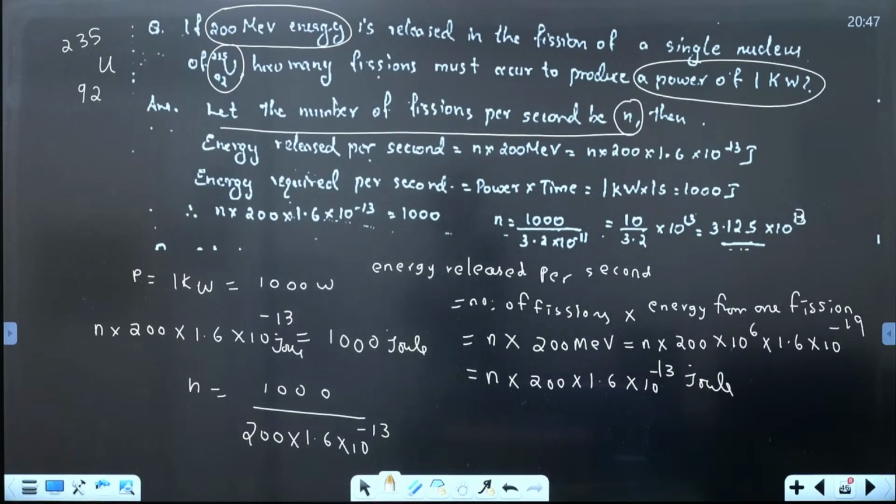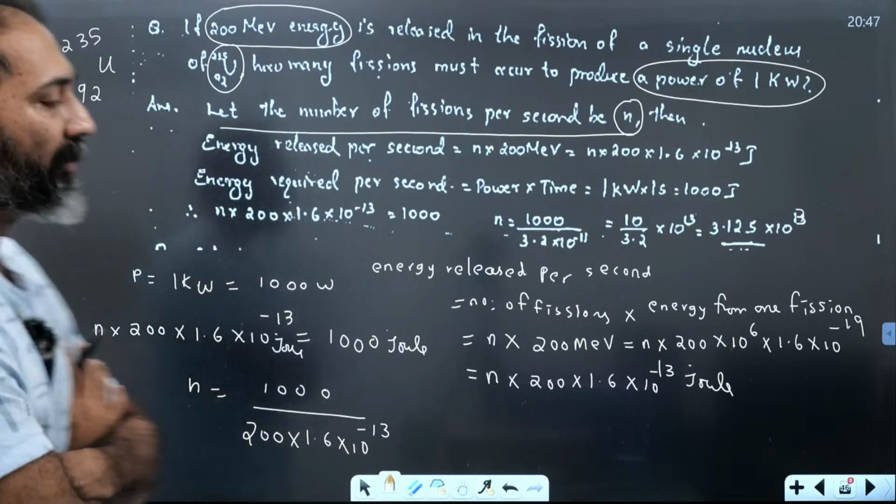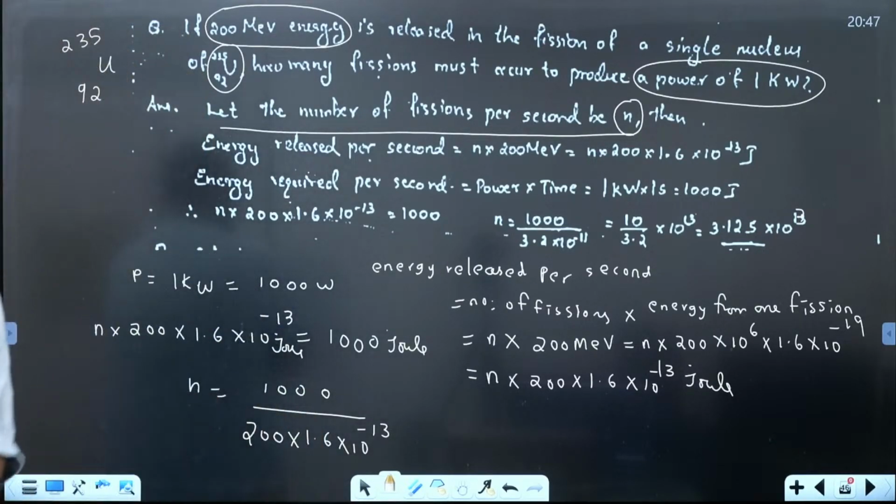We found the energy released per second, then we found the energy required per second, then we substituted to get n. Is it clear?